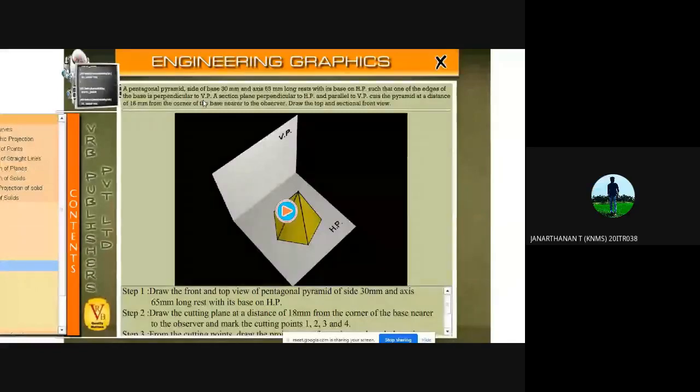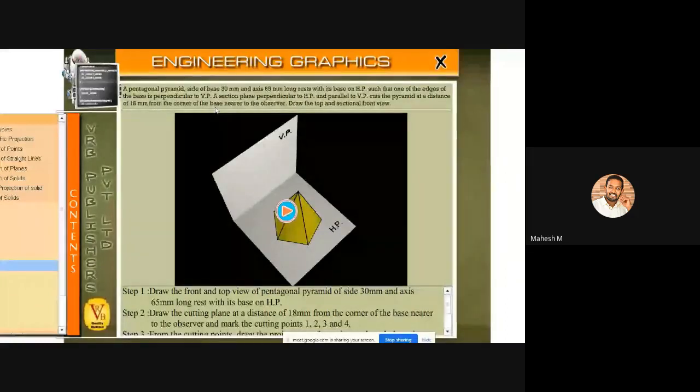No, sir. No. Okay. Section plane perpendicular to HP and parallel to VP. So here the section plane is perpendicular to HP and parallel to VP. So you'll be having only a straight cutting plane. It cuts the pyramid at a distance of 18 mm from the corner of the base, nearer to the observer.